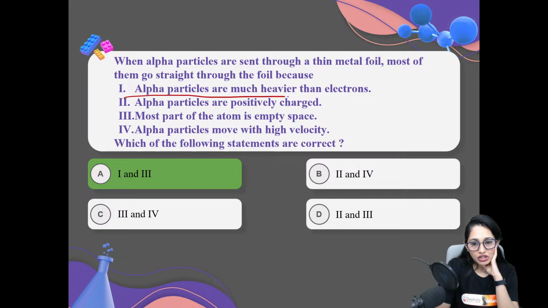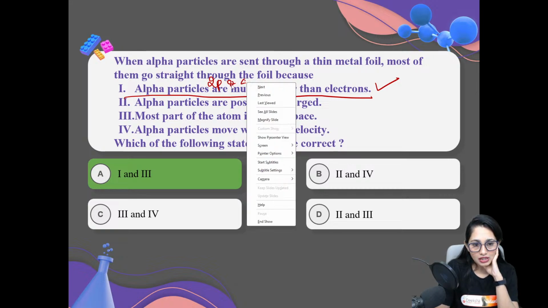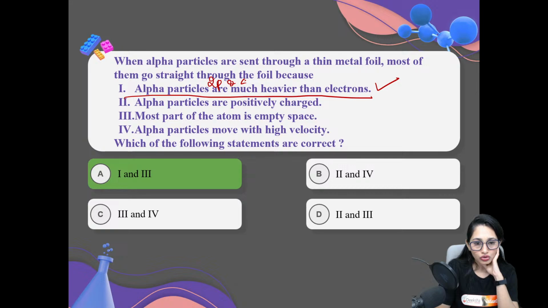Alpha particles are much heavier than electrons. Absolutely right. Alpha particles have 2 protons and 2 neutrons. Of course, they are heavier than electrons. Next, most of the part in the atom is empty space. This is also right. Option A is the right answer.